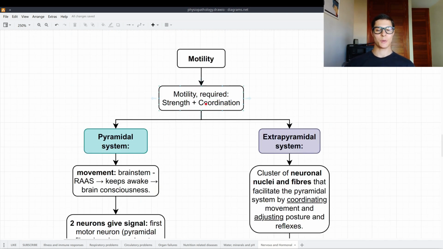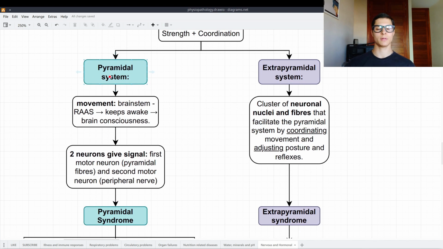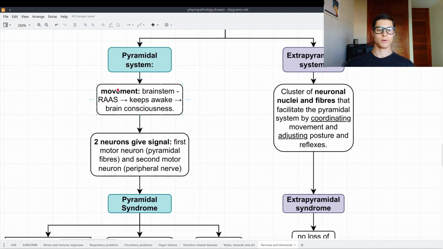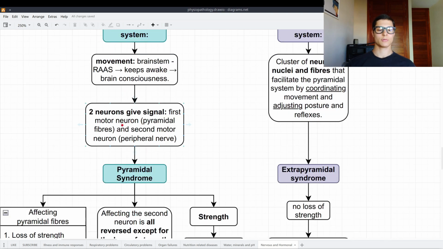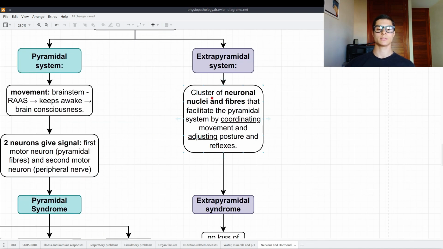And now motility. We require strength and coordination to move. We have two systems here, the pyramidal and the extrapyramidal. The pyramidal system: movement; the brainstem reticular system keeps us awake and conscious. We've already seen that in the coma. Two neurons give the signal. The first is a motor neuron, which we call the pyramidal fibers. And the second is a motor neuron that we call the peripheral nerve. So the pyramidal fibers and the peripheral nerve. The extrapyramidal system is a cluster of neuronal nuclei and fibers that facilitate the pyramidal system. So they coordinate the movements and adjust the posture and reflexes.